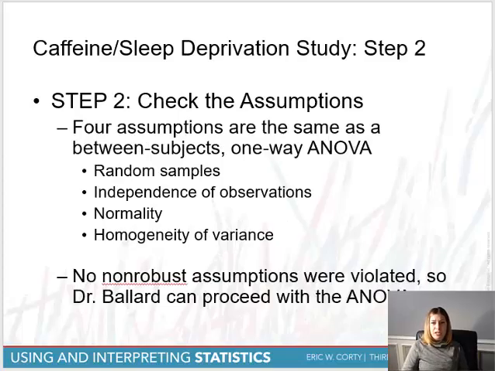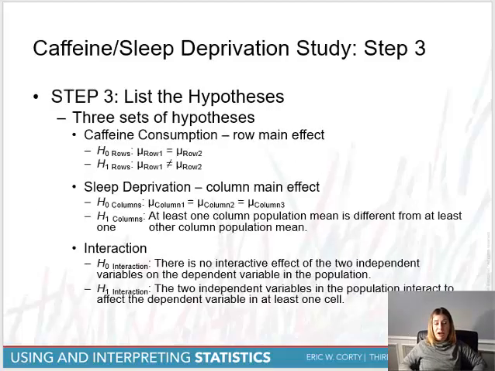We have to check our assumptions. These are things that we've done in the past: random samples, independence of observations, normality of that dependent variable, also that there's homogeneity of variance in our dependent variable. So we're going to say that everything was satisfied. All right. And we're going to go into step 3, and that's listing our hypotheses.